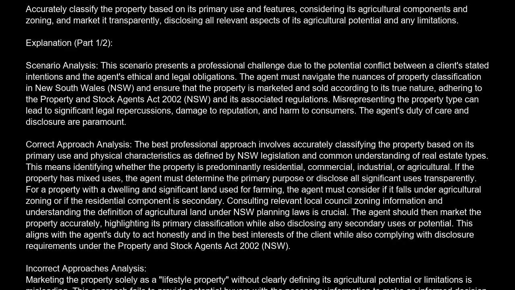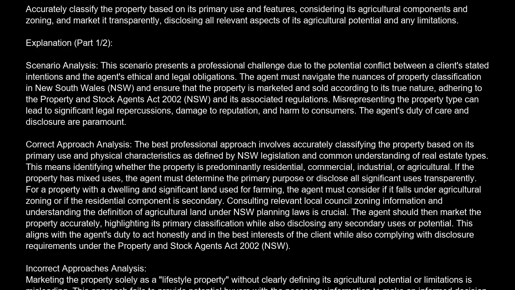Correct answer is B. Accurately classify the property based on its primary use and features, considering its agricultural components and zoning, and market it transparently, disclosing all relevant aspects of its agricultural potential and any limitations. Explanation. Scenario analysis. This scenario presents a professional challenge due to the potential conflict between a client's stated intentions and the agent's ethical and legal obligations.